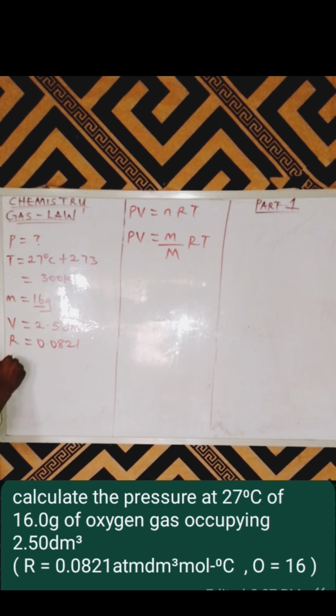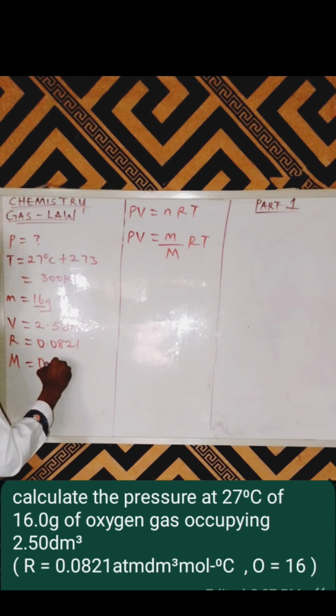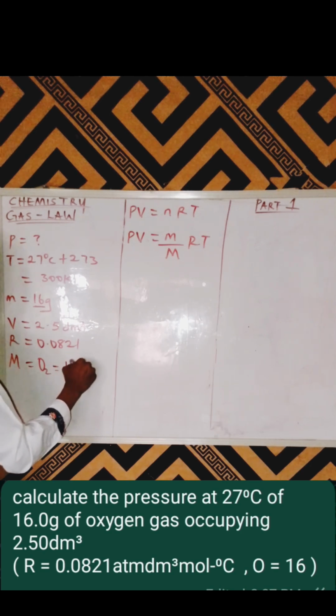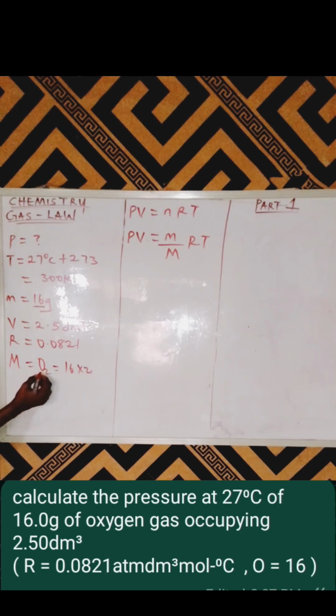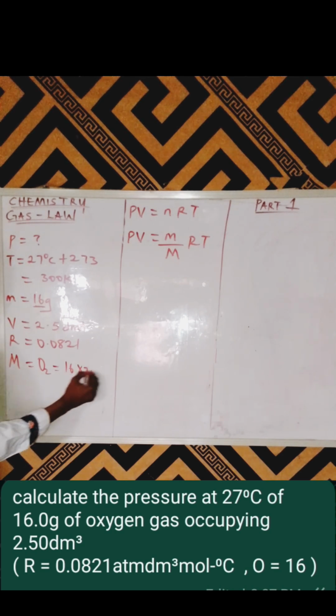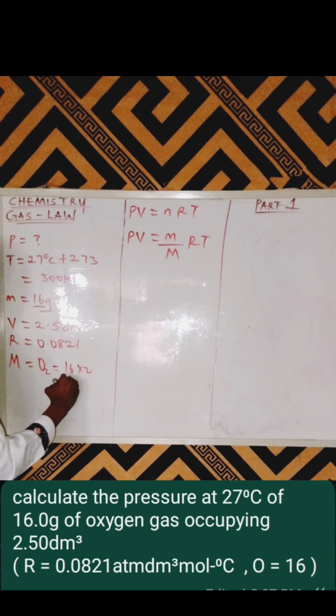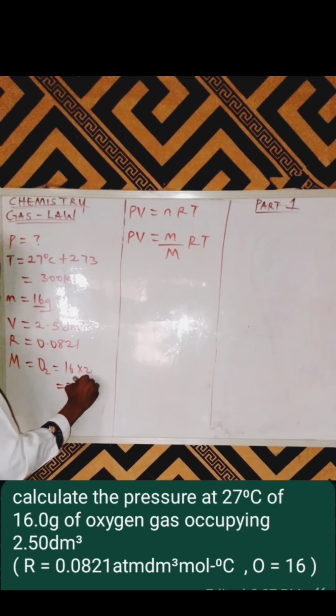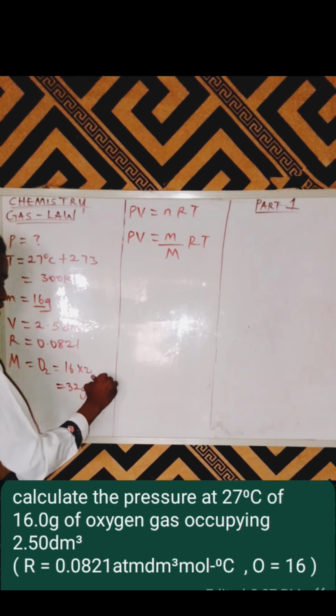You know that the molar mass of oxygen is 16, and since they said oxygen gas, it is O2, and O is 16, so I'm going to have the molar mass as 16 times 2. Oxygen gas is O2, a diatomic gas, it has 2, so it's going to be 16 times 2. So the molar mass of oxygen is going to be 32 gram per mole. Take note of that.